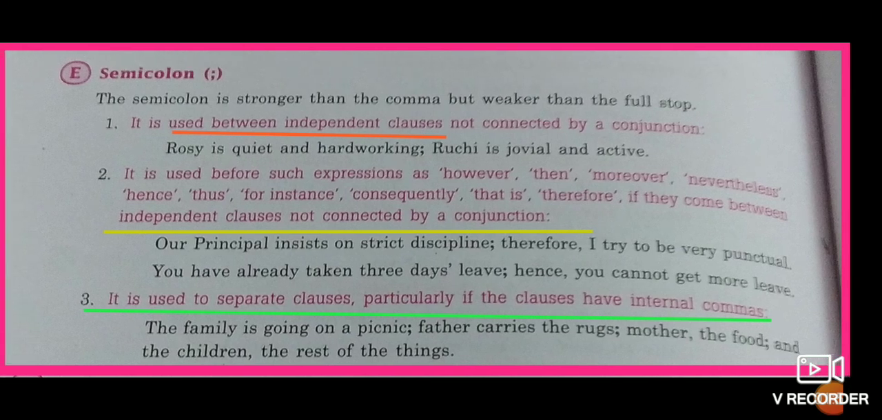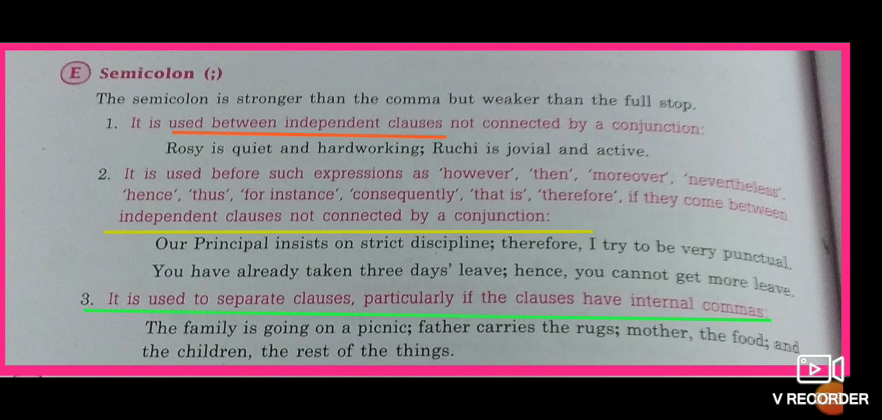The first use of semicolon is it is used between independent clauses not connected by a conjunction. Like in compound sentences, when we have two or more independent clauses, there we will connect them by using either a conjunction or a semicolon. But it is required that both the clauses should be independent. Like Rosie is quiet and hardworking, this is an independent clause. It doesn't require any other clause to make the meaning clear to you. And here Ruchi is jovial and active, this is also an independent clause. So here two independent clauses where a conjunction is not given to connect them, we can connect them by using a semicolon.